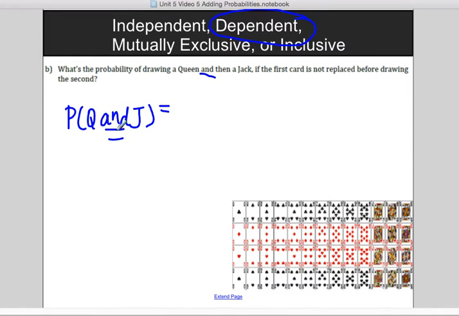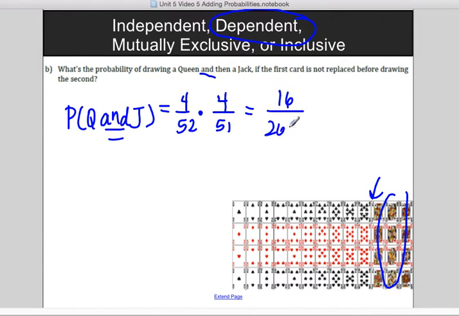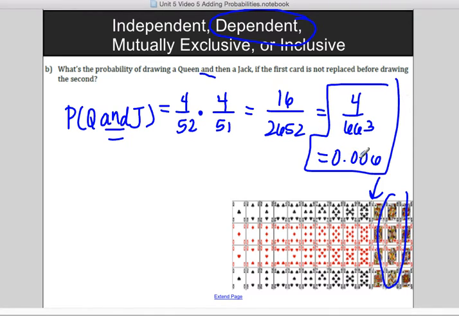So I know to be a queen, those are right here. So to be a queen, it's 4 out of 52 times, because it's an and. Then I'm hanging on to my queen. How many jacks are there? These are the jacks, so there's 4, and there's only 51 cards left now. So if I multiply this one, I get 16 over 2,652, which reduces to 4 over 663. And as a decimal, it's 0.006. So there is our answer for B. This one is dependent, and it's an and statement, so we multiply.